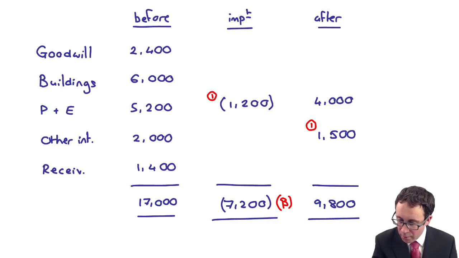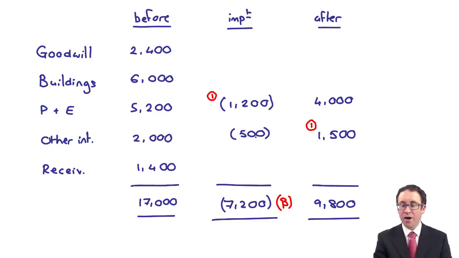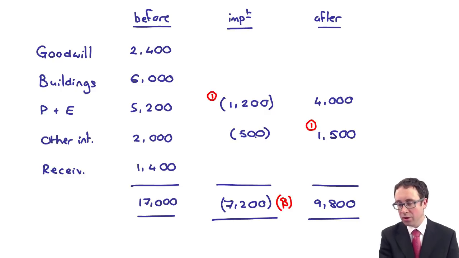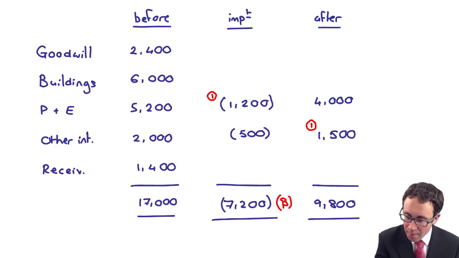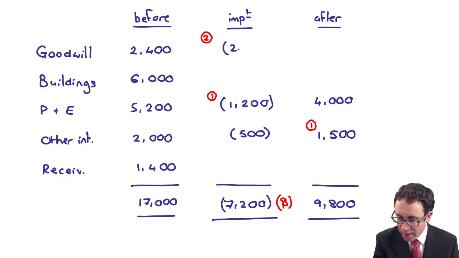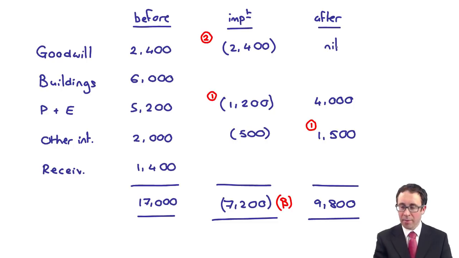So therefore there must be an impairment of 500. Okay. So of the total 7,200, we've allocated 1,700 so far, the 1,200 plus the 500. What we then have, and I'm okay doing this now, is that we then impair the goodwill. So we can impair all of it down to 0 because there's plenty of that total impairment left.